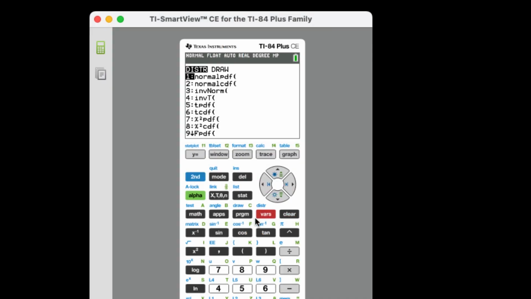Second distribution. Inverse norm is number what? 3. Now, how do I use this? We're going to do the default because I can kill 2 birds with 1 stone.